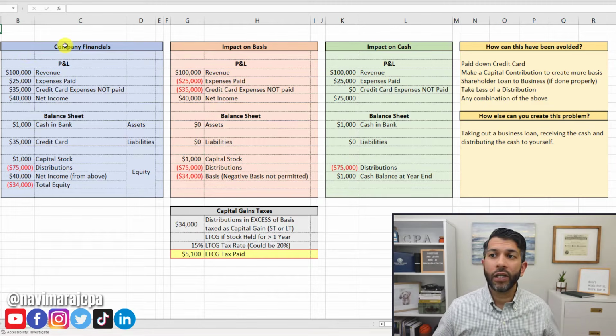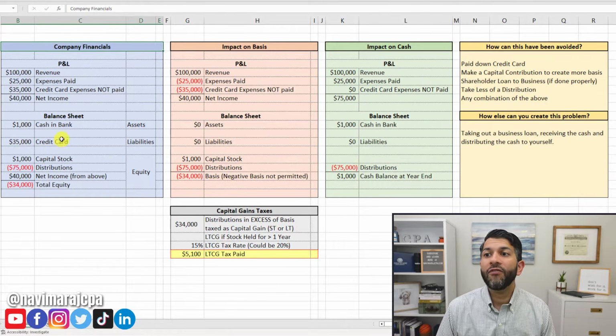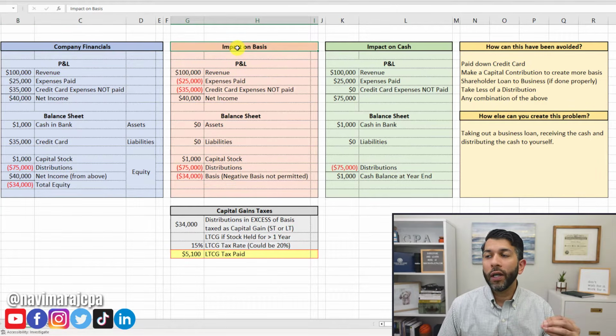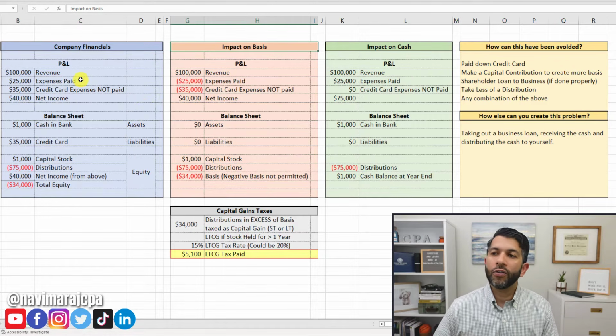Let me give you a layout of what we're looking at. I've got these different colors here of these different values. One, we're going to go over company financials. So this might be your business and what the numbers looked like for the year. Then I'm going to cover the basis that is calculated while you're running your business this way. And then, if you ran your business this way, how much cash you have in the bank, and how there's a difference between how much cash you have in your bank and your impact on your basis. And that's where this problem occurs. I know it doesn't make a lot of sense right now. It's going to here in a moment.